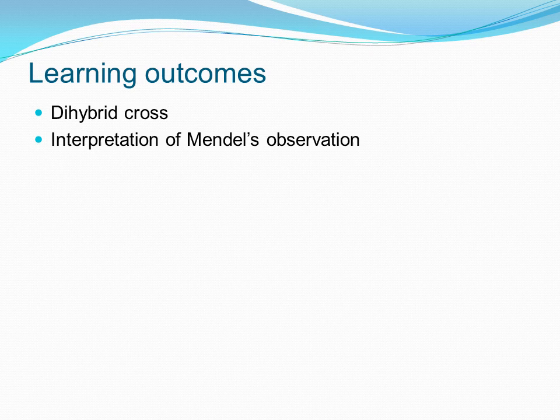So, what are the learning outcomes of today's lesson? At the end of this lesson, we will know what a dihybrid cross is and the interpretation of Mendel's observation. Mendel's observations, not only in this dihybrid cross but also in the monohybrid cross, we will be learning in detail in this episode. So let us start with the dihybrid cross.